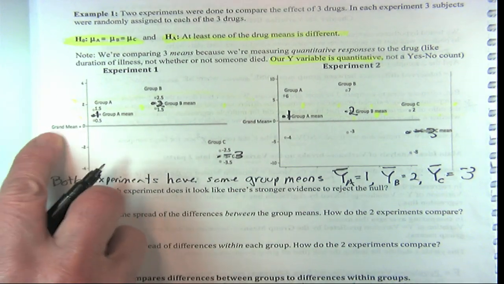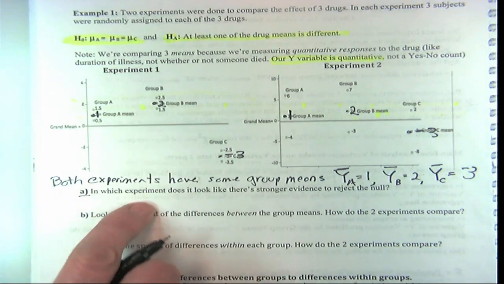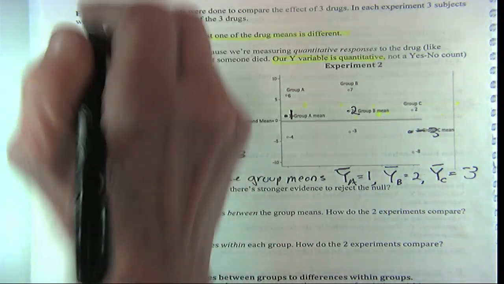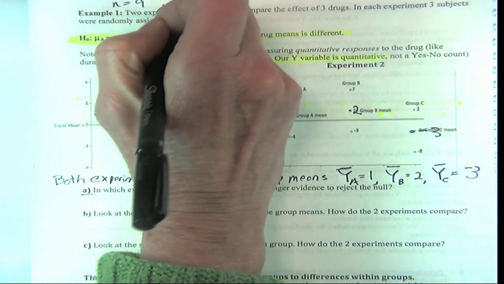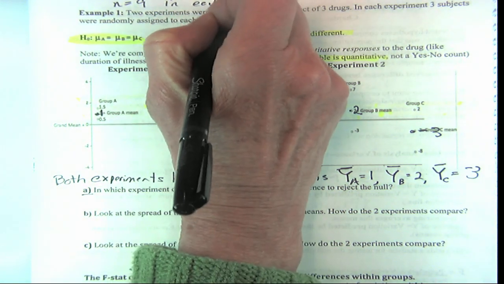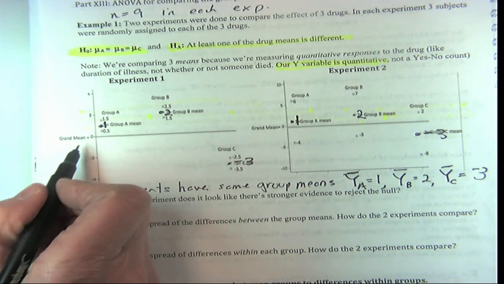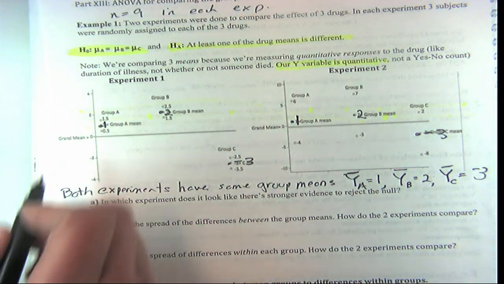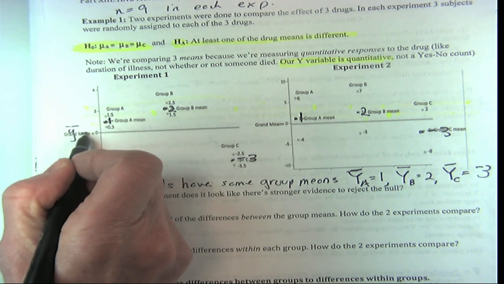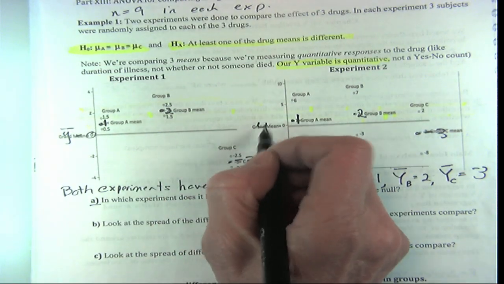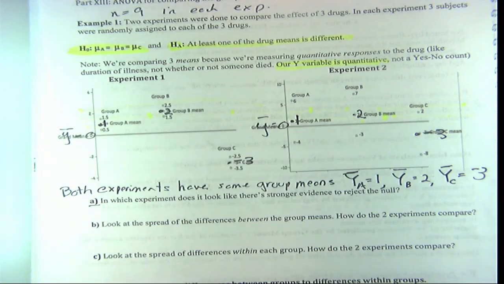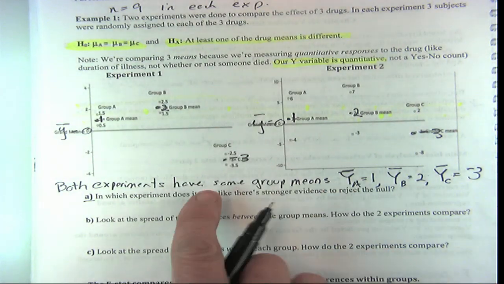This right here is just the overall mean of the 9 points. In each group, n is equal to 9 in each experiment. So of the 9 points, this is the overall mean. The overall mean is 0 in both of them too. All right. So what I'm asking here is, in which experiment do one of the groups look different?